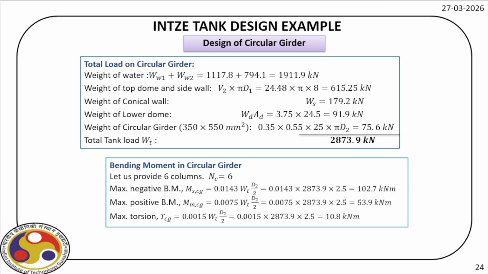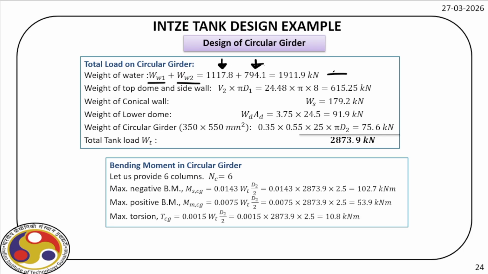Now we are at the base of the bottom dome. So, this is the last critical component, the circular girder. For that, again, total weight on the circular girder. These are the components we have found out from the previous calculations. Recall, this part is the dead weight of water over the bottom dome, and this is the dead weight of the water over the conical slab.